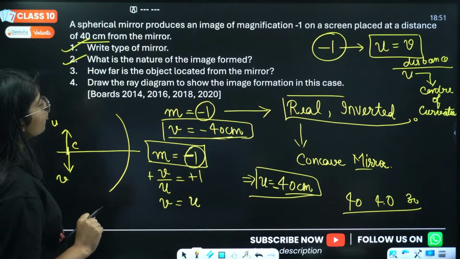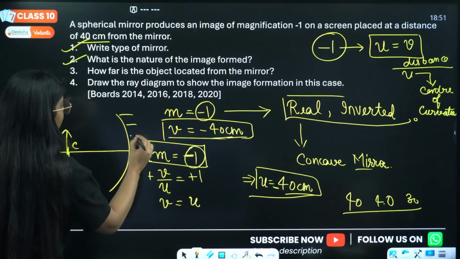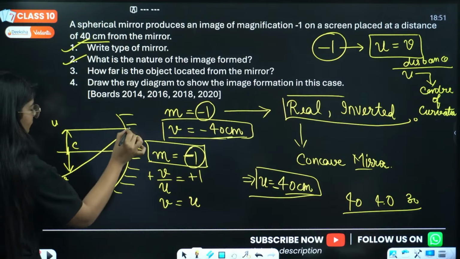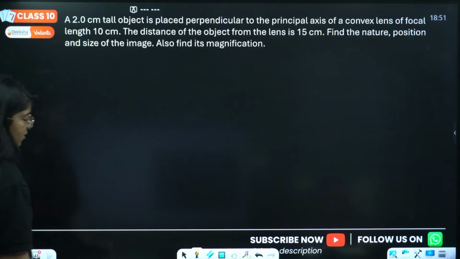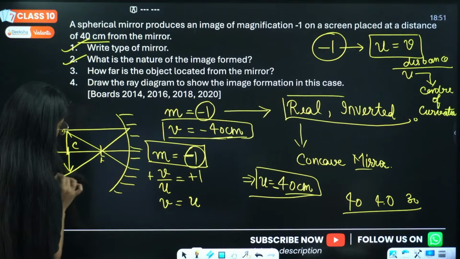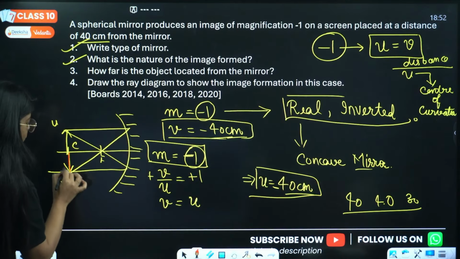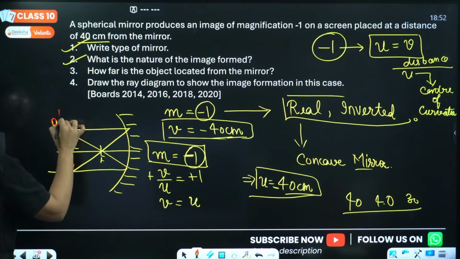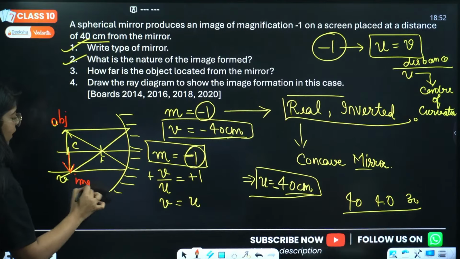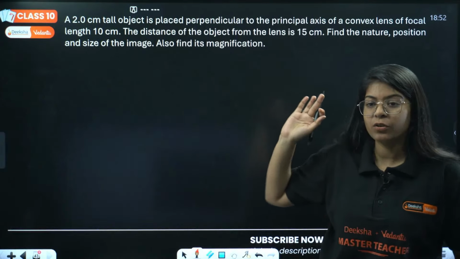Draw the ray diagram to show the image formation in this case. I already did it. This is the ray diagram. It goes straight, it comes back, passing from focus. I'll draw it again properly. Wait, I don't have enough slides, so just listen. A ray goes from the focus, goes parallel, and this is my image. Understood? This is the object and this is the image. Done? So, next question. A 2 centimeter tall, this is your homework. This is a very, very good question. This is your homework. Okay?